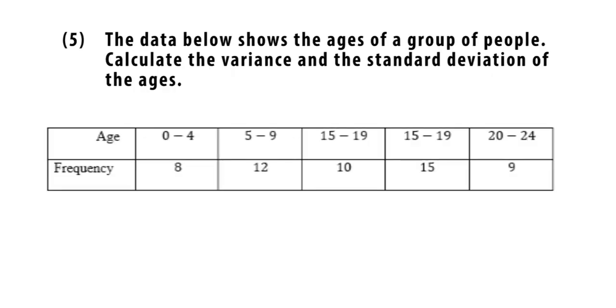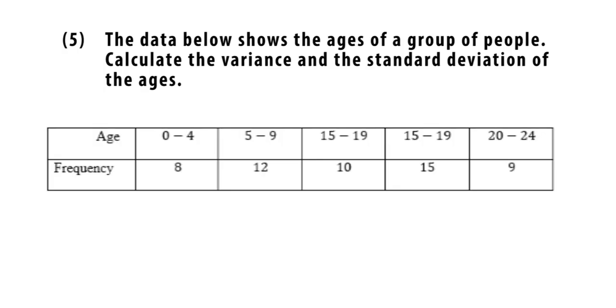Let's take our last example. The data we have shows the ages of a group of people. We are to calculate the variance and the standard deviation of the ages. This data is a group data. We have age and frequency.